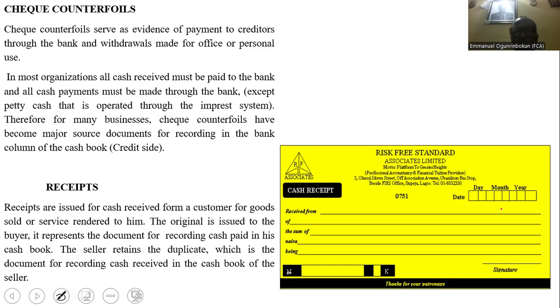This is an example of a receipt for a company, where you can see when people pay, this is a receipt for this entity. And a receipt can be in any form. We also have electronic receipts now. If you go to any organization where you buy, maybe from an eatery, you see they give you a receipt.